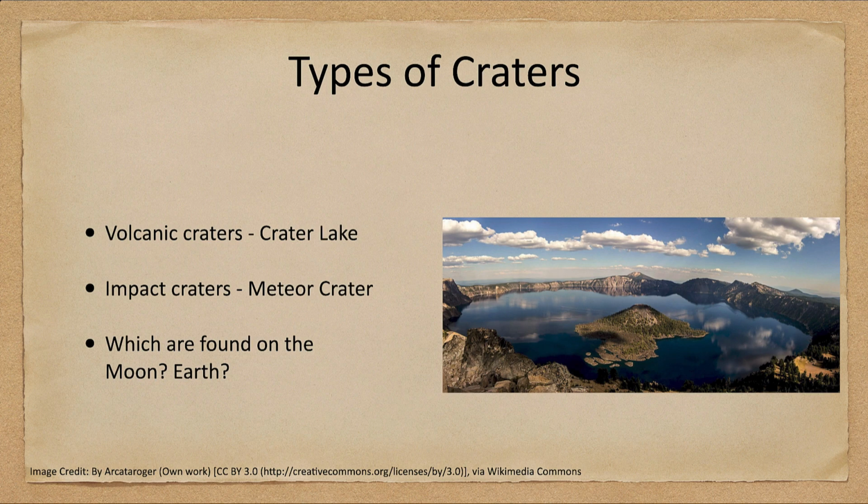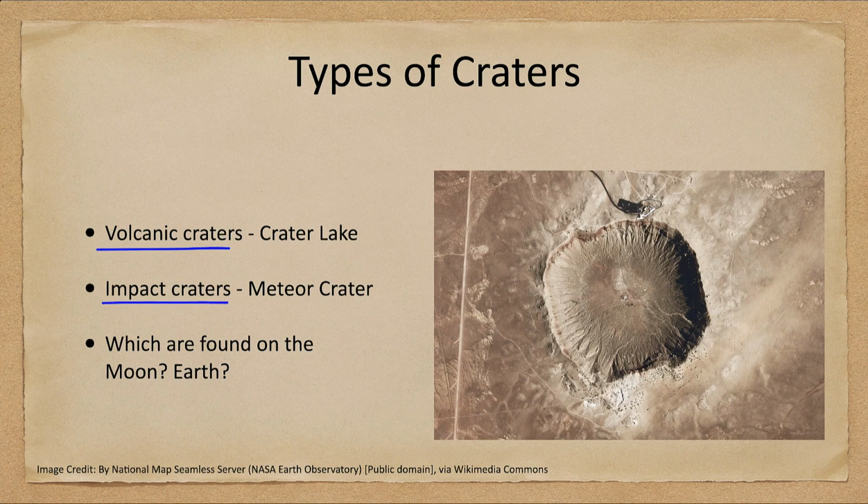So what do we have when we talk about craters? There are multiple types. There are volcanic craters, such as pictured here, which is Crater Lake in Oregon in the United States. And that is the caldera of a volcano that has become a lake. So that is a volcanic crater. So craters can be caused by volcanoes. And we have impact craters, which are caused by impacts. So here we see Meteor Crater in Arizona, and that is an impact crater.